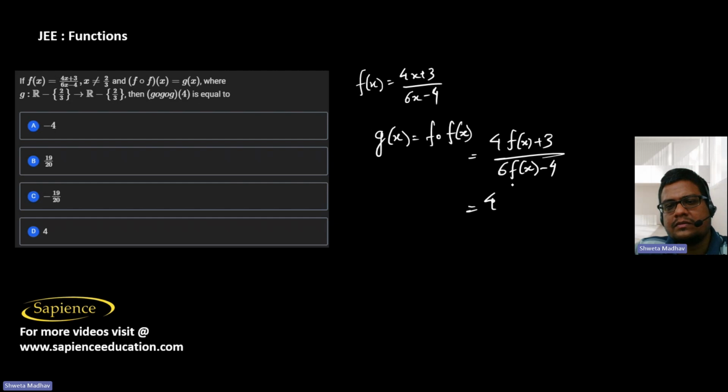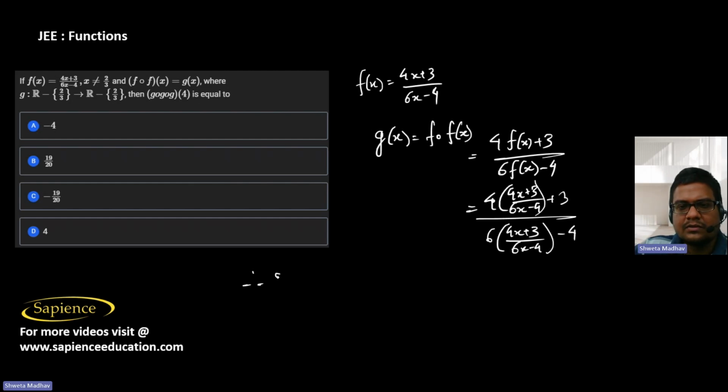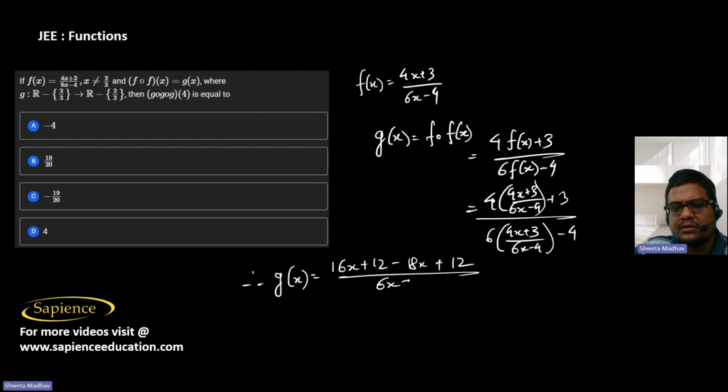Now f of x is 4x plus 3 by 6x minus 4, so this is 4 times (4x plus 3 by 6x minus 4) plus 3, divided by 6 times (4x plus 3 by 6x minus 4) minus 4. So now g of x will be equal to, 4 4s are 16, 16x plus 4 3s are 12, minus 3 times 6 is 18 plus 3 4s are 12, divided by 6x minus 4, divided by 6 4s are 24x plus 3 6s are 18 minus 4 6s are 24x plus 16, divided by 6x minus 4.